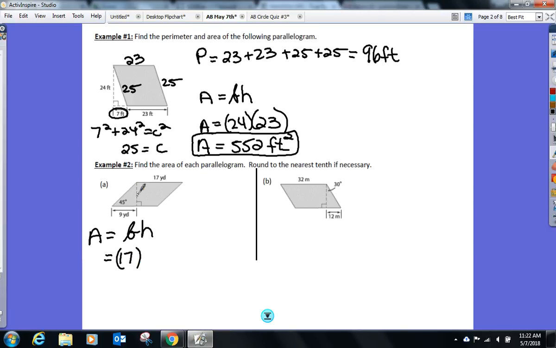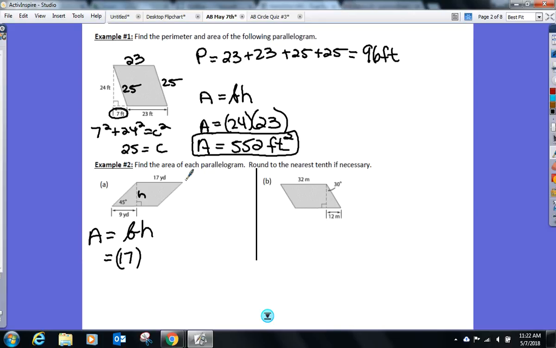Everyone ready? Here's the height, the perpendicular distance right here. I'm going to label H. And it's always drawn to the base. How did Max know this was 17 even though it's not labeled? How does he know this is 17 even though it's not labeled? It's a parallelogram. Opposite sides are congruent.